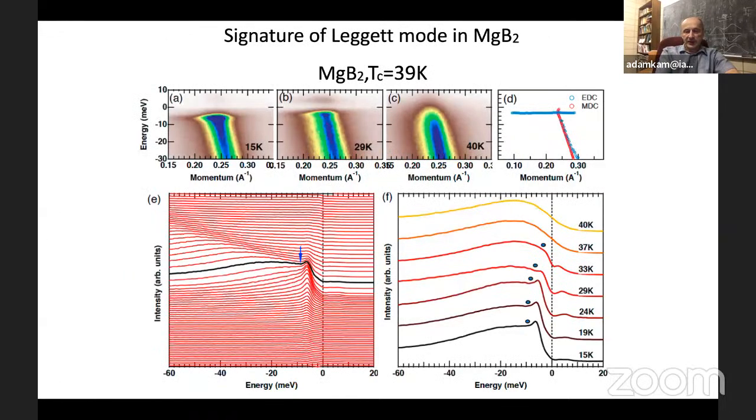Such detailed data allows us not only to measure the gap, but observe other phenomena, such as excitation modes. This arrow here marks this dip in a spectrum due to the interaction of electrons with a collective excitation.